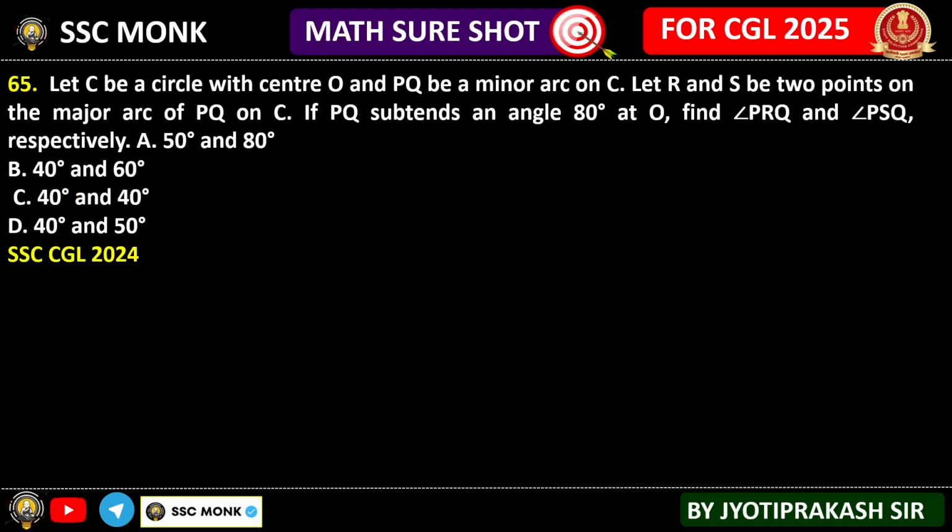Next, let C be the circle with a center O, PQ be the minor arc on C. Let R and S be the 2 points on major arc PQ. If PQ subtends an angle of 80 degree at O, find PRQ, PSQ respectively. So this is a circle. This is the point O, PQ over here. Let R and S be the 2 points on here. Let's say R here. Let's say S here. PQ subtends an angle 80 degree. So this is 80 degree.